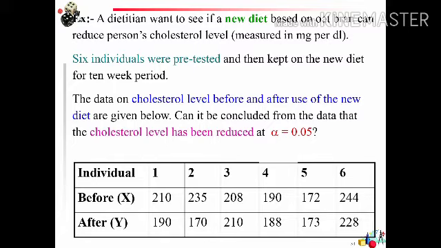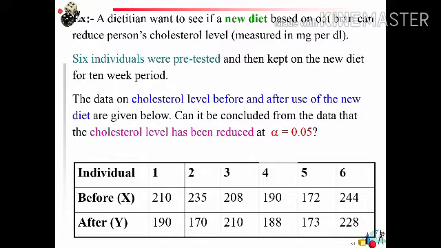For example, a dietitian wants to see if a new diet based on oat bran can reduce a person's cholesterol level. 6 individuals were pre-tested and then kept on the new diet for a 10-week period. The data on cholesterol level before and after use of the new diet are given below. Can we conclude from the data that the cholesterol level has been reduced at alpha level of significance?